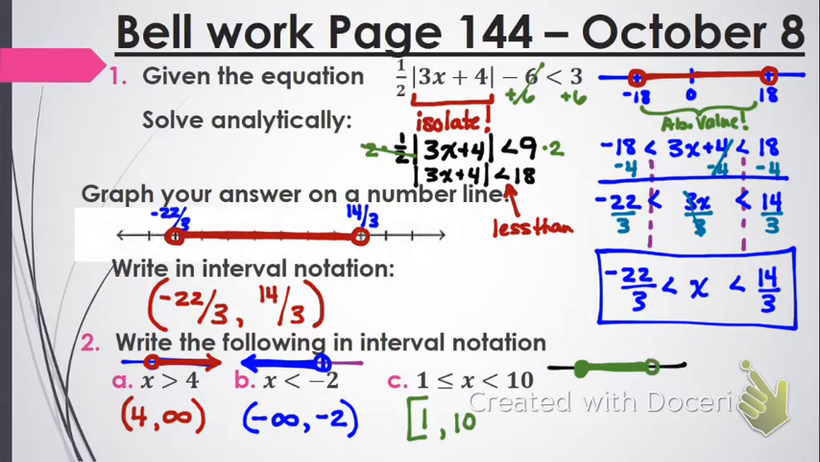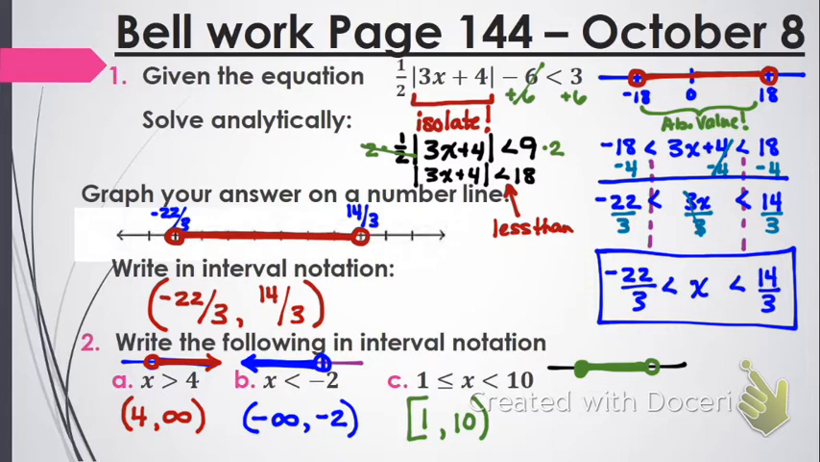Open circle, because it doesn't have the or equal to with it, right? It doesn't have that little line under it. So does that mean a parenthesis or a bracket? Parenthesis. Awesome, awesome.